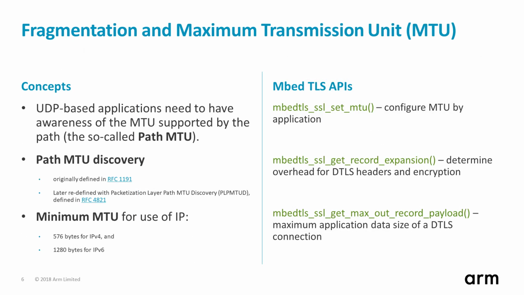Internet paths can have widely varying characteristics, including transmission delays, available bandwidths, congestion levels, reordering probabilities, supported message sizes, or loss rates. Furthermore, the same internet path can have very different conditions over time. A UDP-based application needs to have awareness of the maximum transmission unit supported by the path, the so-called path MTU. The transmission of payloads larger than the path MTU size will lead to fragmentation at lower layers, and most likely to inefficient delivery or to failure in communication.